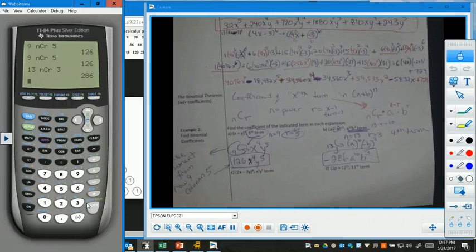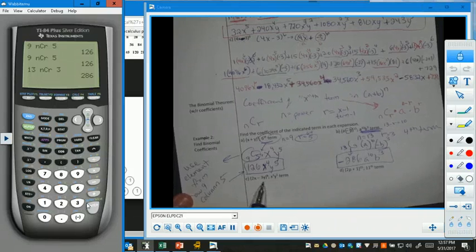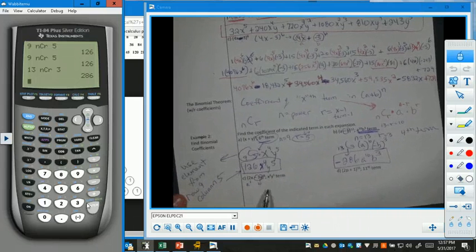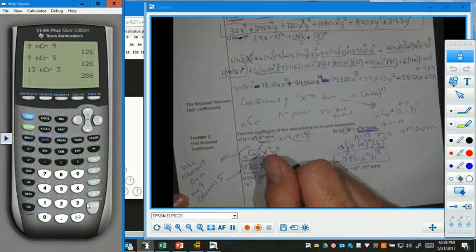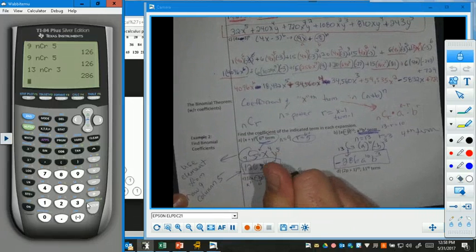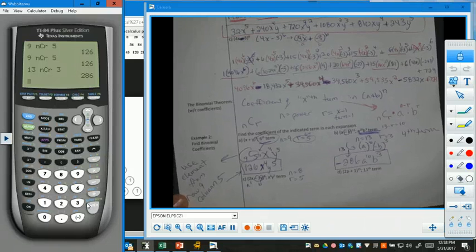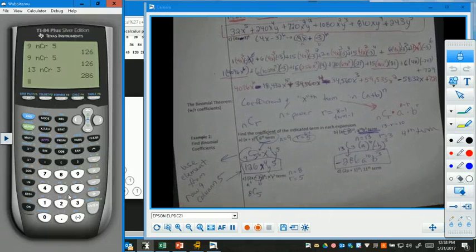We're going to try this for letter C. This time our a is 2x, our b, that's our a, that's our b includes the negative sign, the negative 3y. We're supposed to find the x to the 3rd, y to the 5th term. Notice our n is 8, our r is 5. So we're going to do 8 choose 5. I can use Pascal's triangle for that.